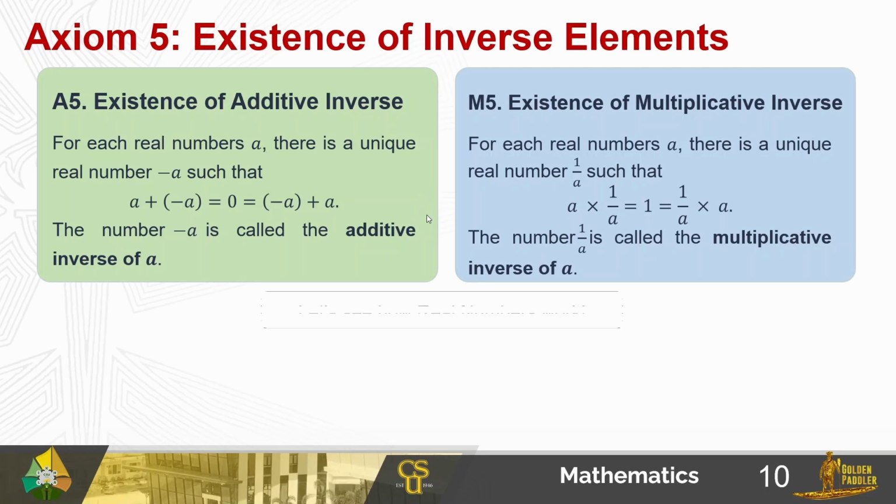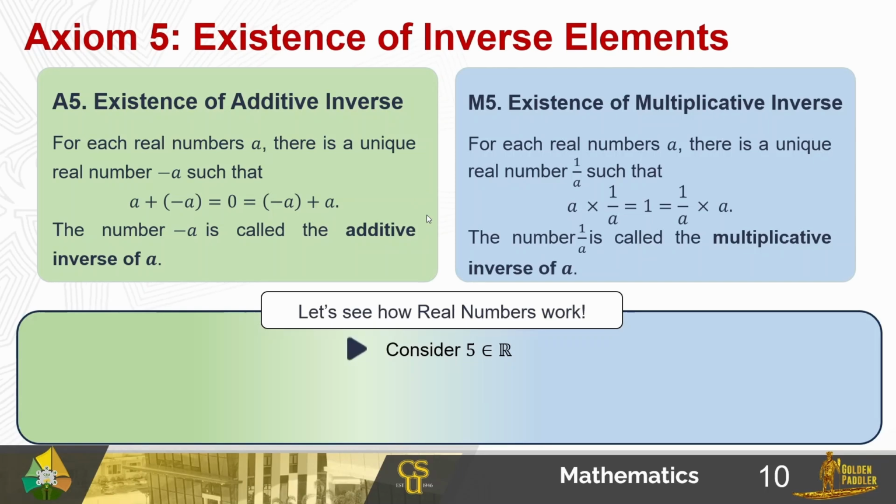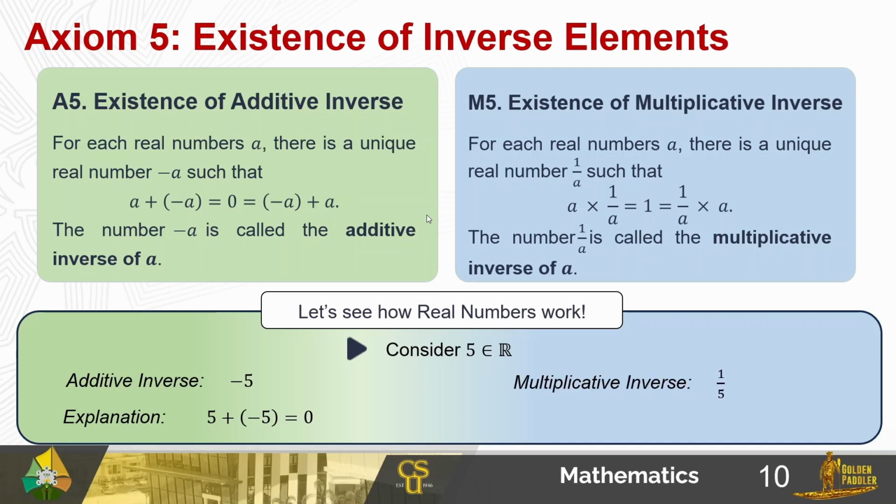Okay, so let's see how it works. Consider the number 5, the real number 5. Take note that the additive inverse of 5 is negative 5 because 5 plus negative 5 is equal to 0. Also, the multiplicative inverse of 5 is 1 over 5 because if we multiply 5 by 1 over 5, it will give us 1.